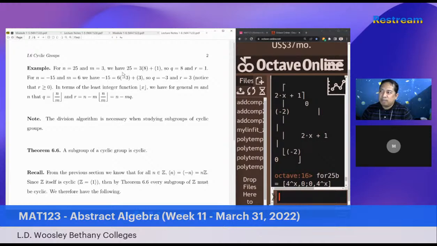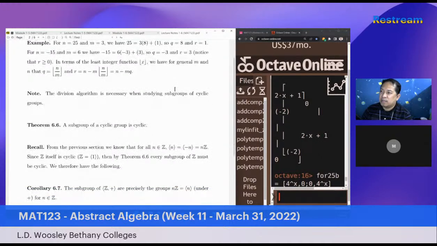For another example, if we have n equal to negative 15 and m equal to 6, now we could have negative 15 is equal to 6 times negative 3 plus 3. No? Notice that r is greater than or equal to 0. So that's the more important thing. R, or the remainder, is greater than or equal to 0.